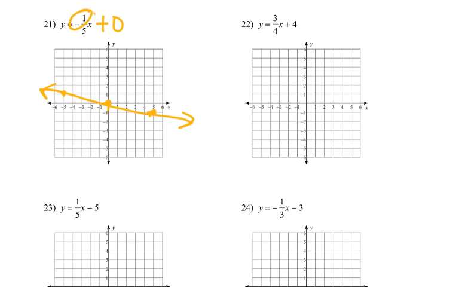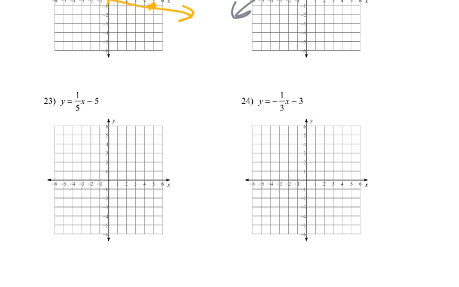Okay, 22. Got a positive 4 here. Positive 3 over 4, so I go up 3, which would put me about right there, and then to the right 4, so right about there. Or down 3 and to the left 4. And there's my line. So they're pretty quick because you can just look at them.